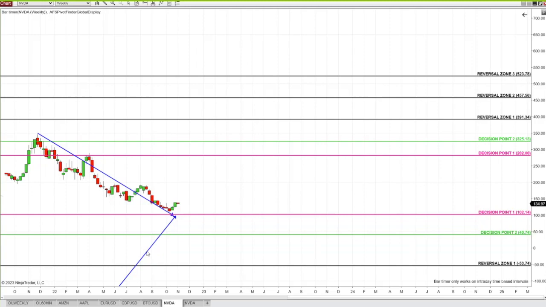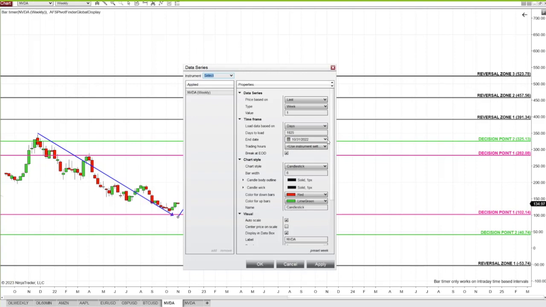Taking charge of your long-term investment positions. NVIDIA remains long, it's not selling off. More than a year later.